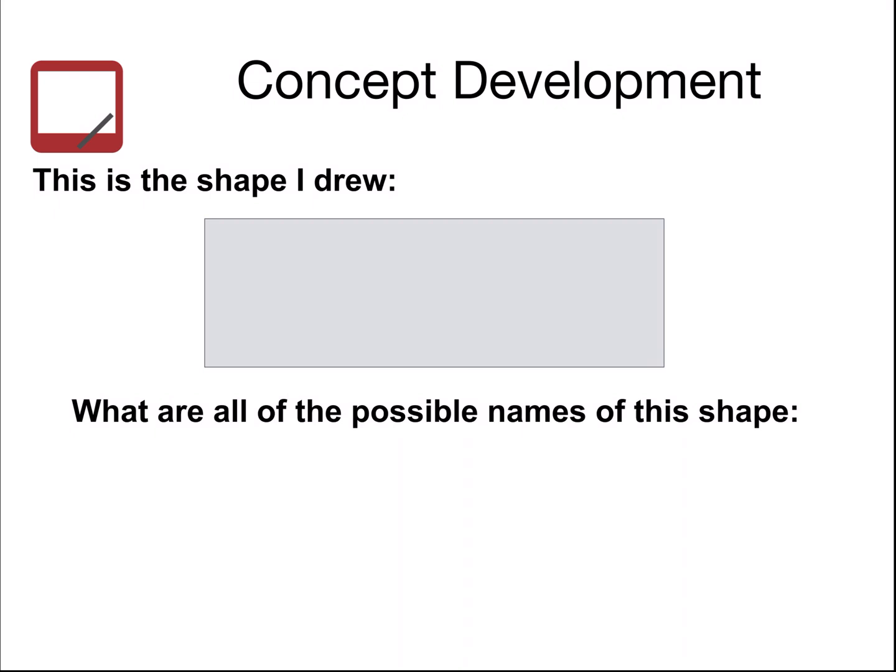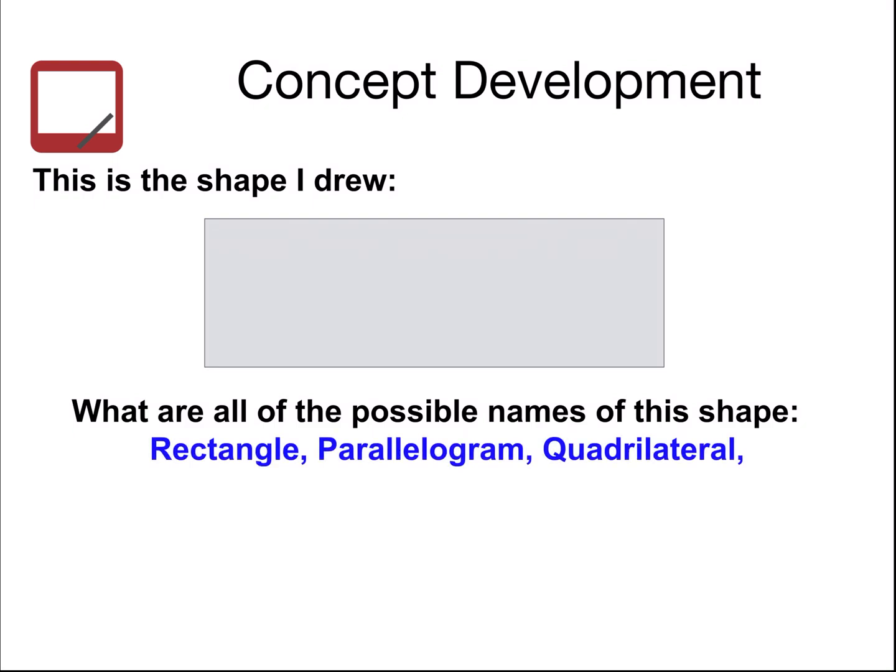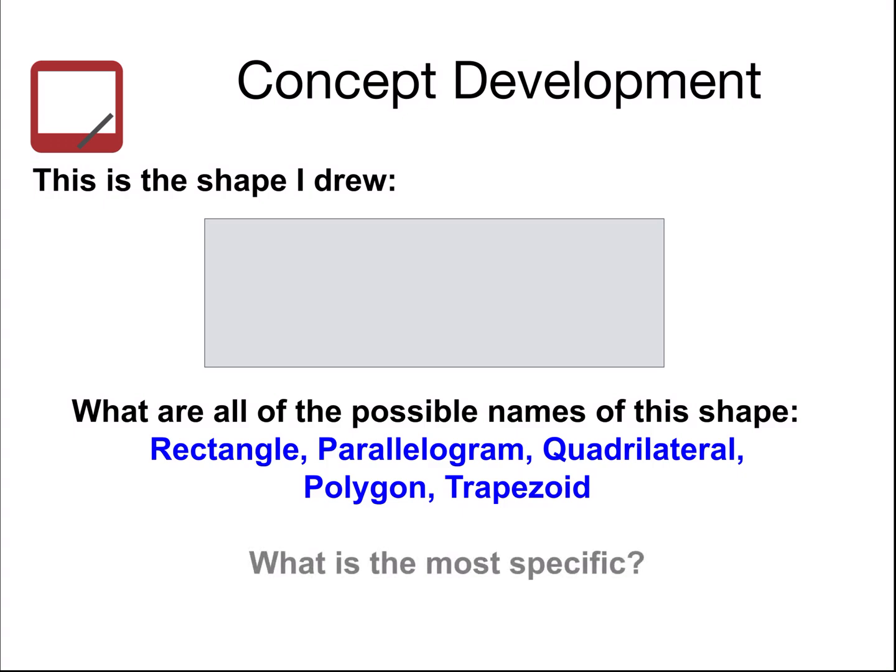Okay, so what I want you to do is down below, under the shape that you drew, draw this shape that I drew. And I want you to name all the possible names of this shape. Go ahead and do that now. Rectangle, parallelogram, quadrilateral, polygon, trapezoid. Out of all of these possible names for this shape, what name is the most specific? Dun dun dun! Rectangle.